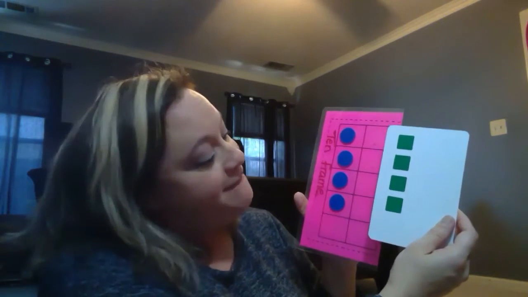Okay, what's next? 1, 2, 3, 4. Good job. 4 comes next. So I'm going to put 4 down. 1, 2, 3, 4. Here's my number 4. Let's flip it over and see. Do I have 4 there? Yes, I do. I have 4 green boxes and I have 4 blue circles. So that means I have 4.